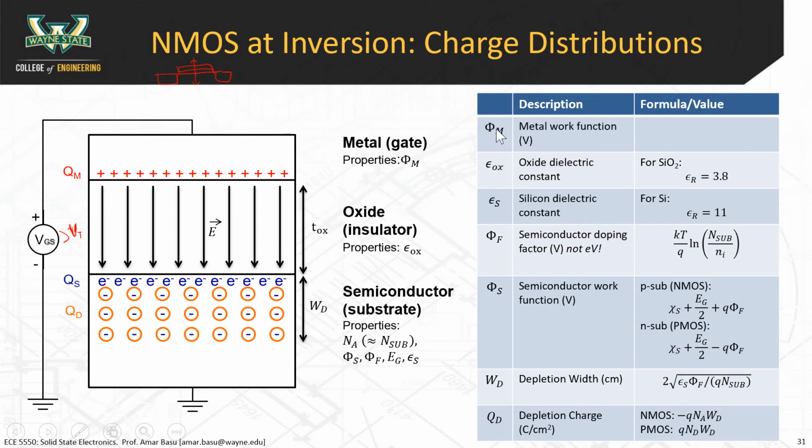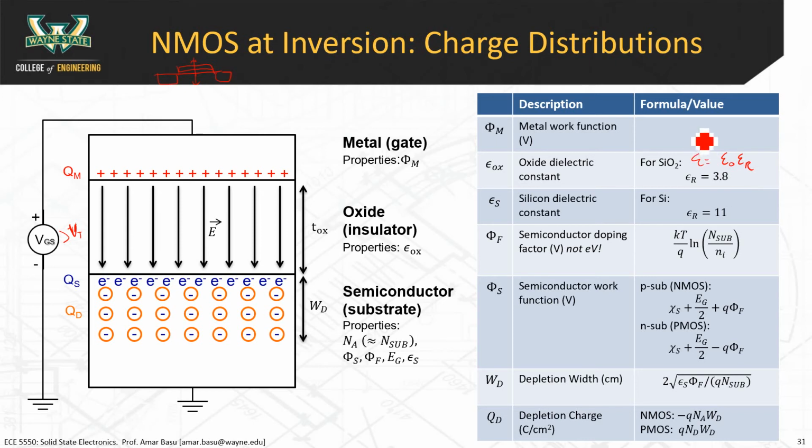Phi m refers to the metal work function. Epsilon oxide is the oxide dielectric constant. So every dielectric material, every insulating material has a dielectric constant associated with it. So the dielectric constant for a material is equal to epsilon 0 times epsilon r. Epsilon 0 is a constant.